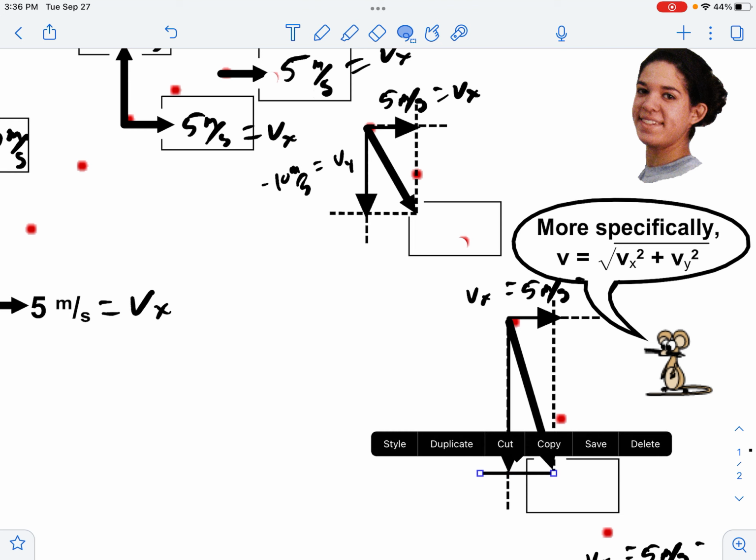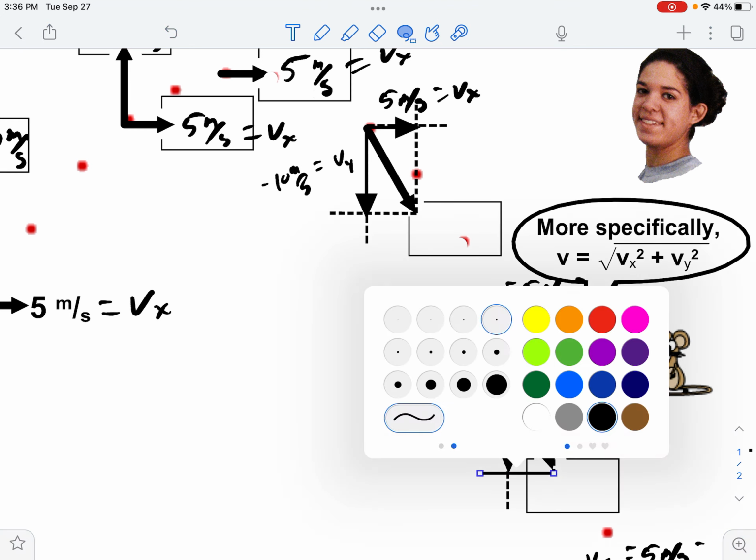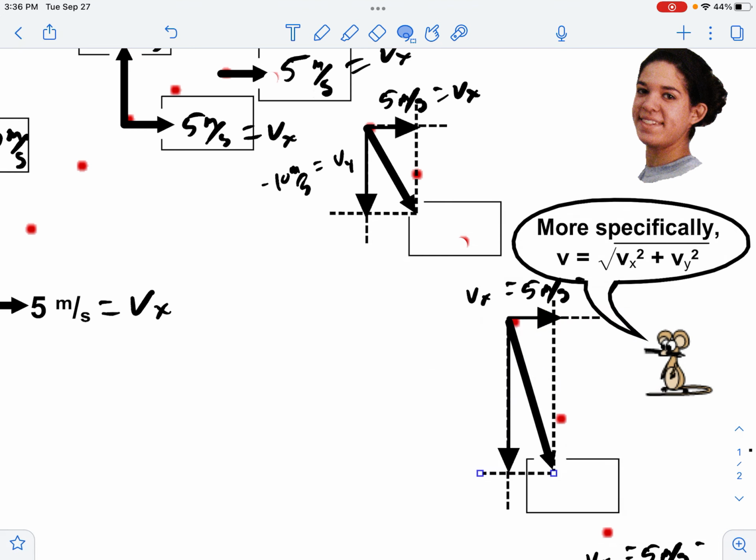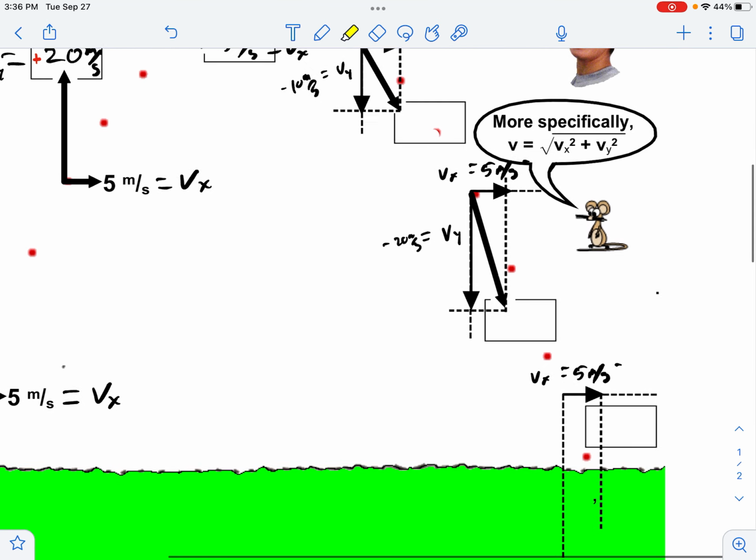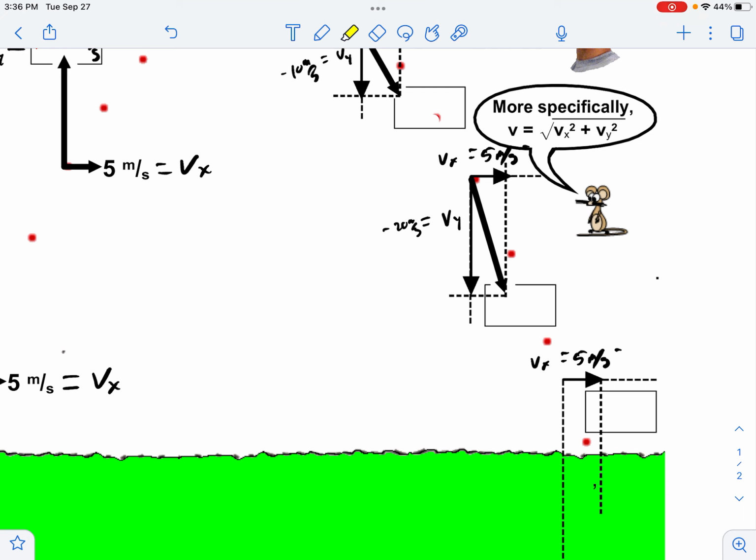Get my arrows right. Dash this out. There we go. Here my Vy is now negative 20 meters per second. We're getting faster downwards. Don't get confused by the negative. The negative is just the direction part. The speed is just the number. So it goes from 10 to 20. We're speeding up downwards. When I get over here, I'm going to speed up again from minus 20 up to minus 30.